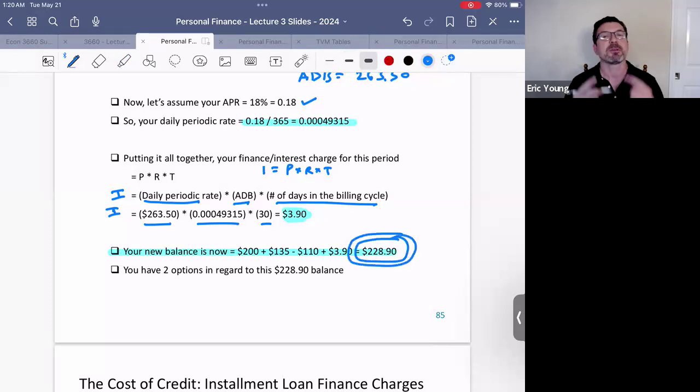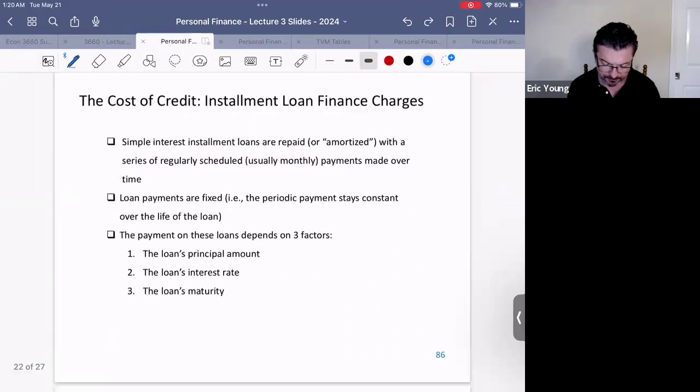At which point, you'll have two options. Pay it off in full, send in a payment of 228.90, and there's no interest next period, or pay a portion of it, carry the remaining balance forward, and pay some interest. And that's how credit cards work.